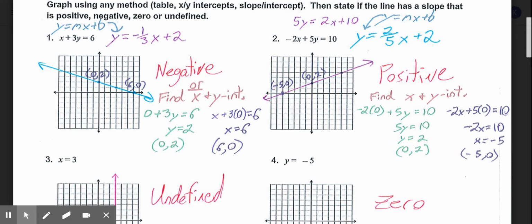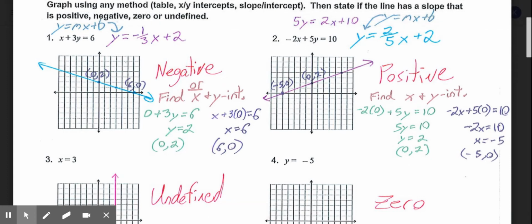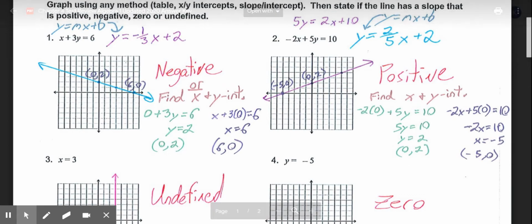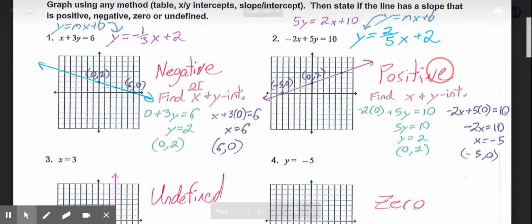Then to get our x-intercept, we're putting a 0 in for y, so we end up with negative 2x equals 10, or x equals negative 5 when we divide by the negative 2. So then that point is negative 5, 0. So left 5 up 0, other point over 0 up 2, connect your points, and you have your line. It's going up left to right, so the slope would be positive.